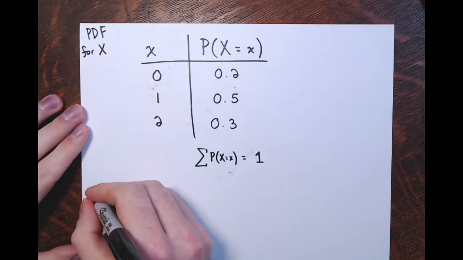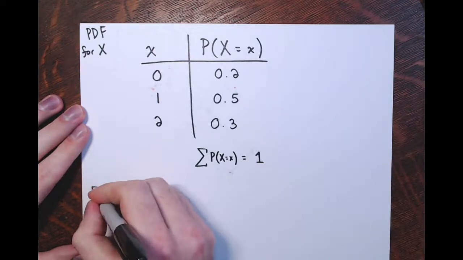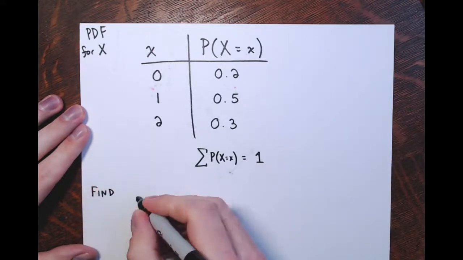Now, first, in order to find a measure of spread, the standard deviation, I need to know the measure of the center. I need to know what's our middle value, what's the mean. So let's say I want to find the mean value.